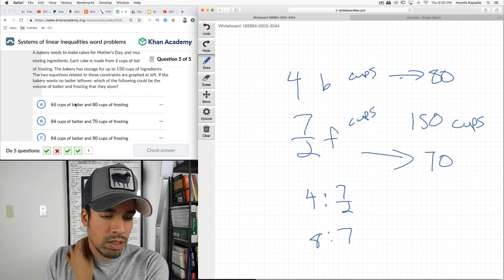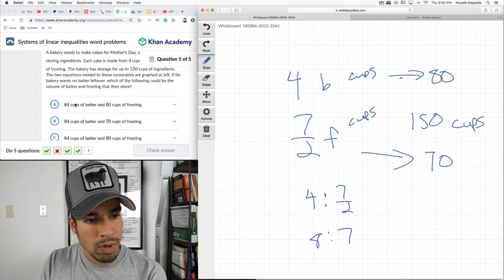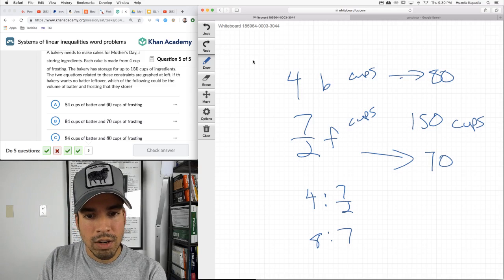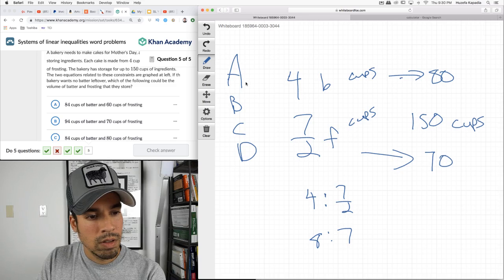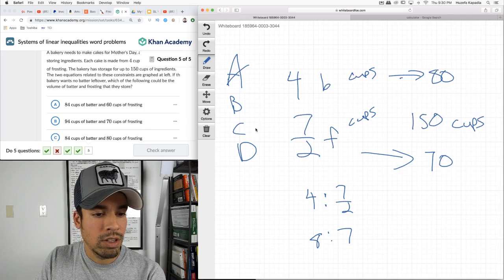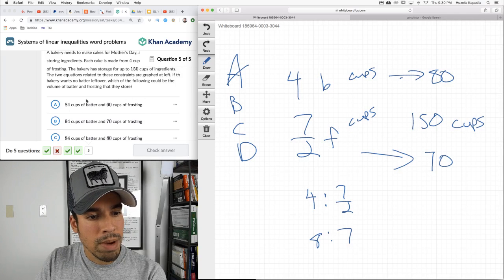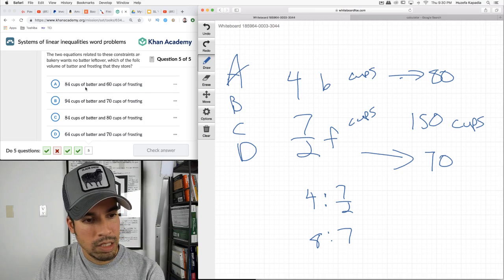Volume of batter and frosting that they store. Well, this A would clearly have batter left over, and it's under 144. Oh, I get it. And then we also have to look at the 150 constraint. Now I understand. A would clearly have batter left over because it's beyond, it's like greater than an 8 to 7 ratio.